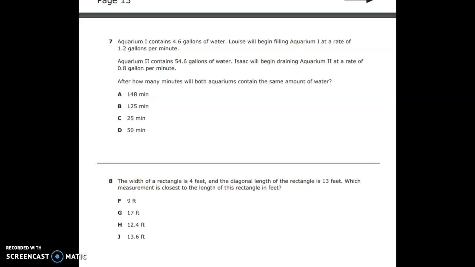Number 8, the width of a rectangle is 4 feet, and the diagonal length of the rectangle is 13 feet. Which measurement is closest to the length of this rectangle in feet? 9, 17, 12.4, 13.6.